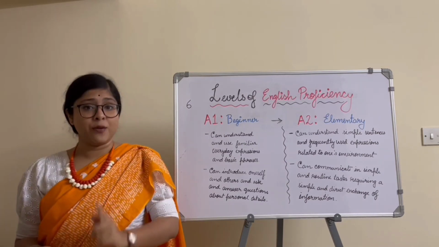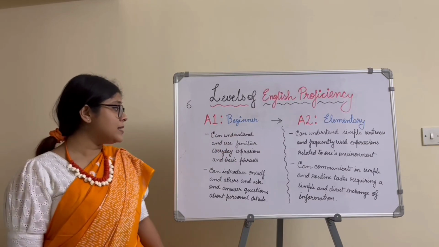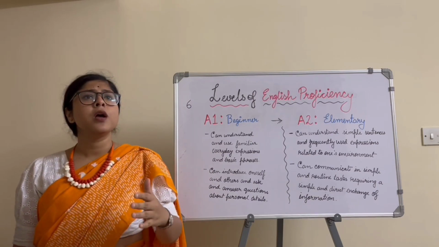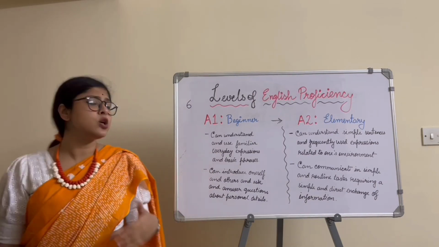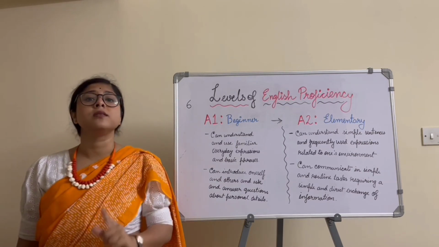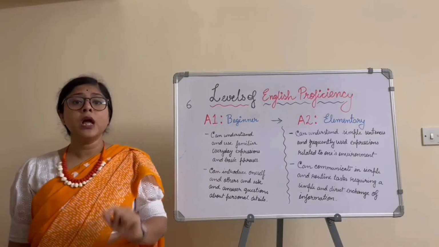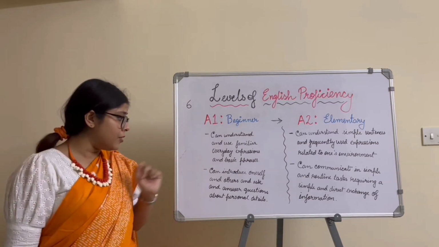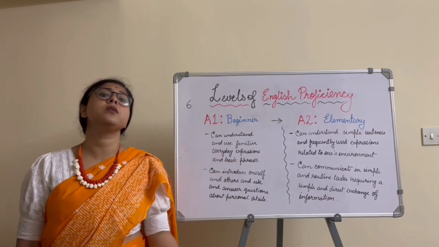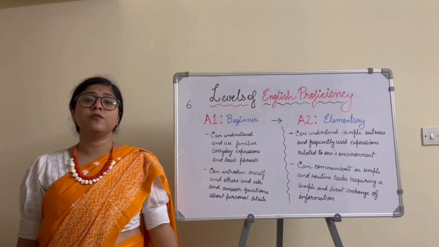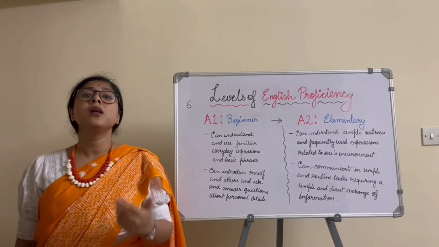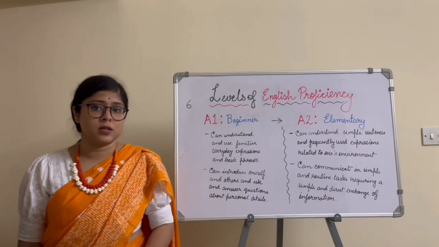So first we have A1, which is a beginner level, which means that you can understand everyday phrases and words that you come across on a daily basis in your environment, and you can also introduce yourself and ask and answer questions. Now the drawback of the A1 level, if any, would be that if you are listening to someone speak, or if you are reading something which is very complex, using complex structures or phrases or words, that will be difficult for you to understand.